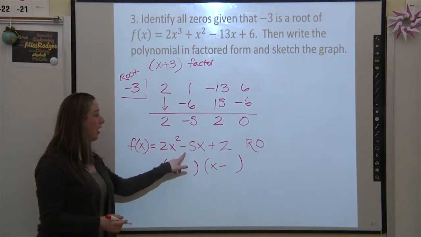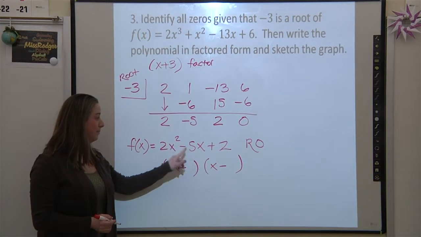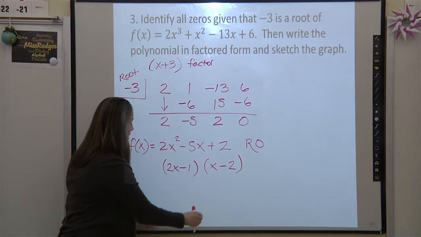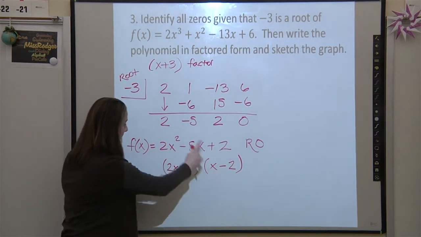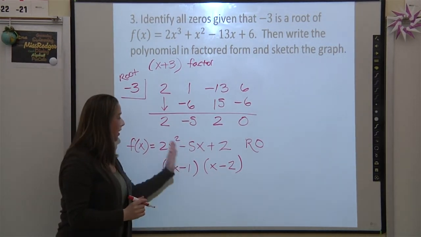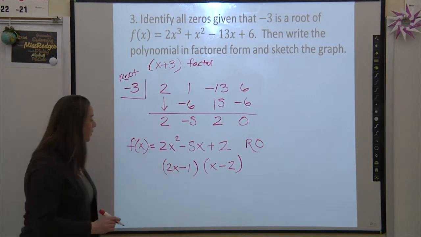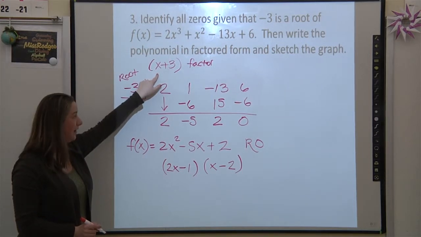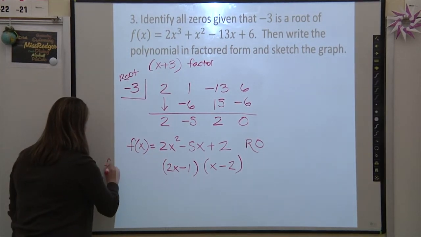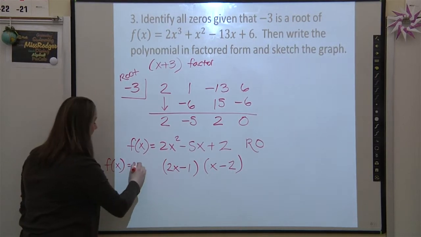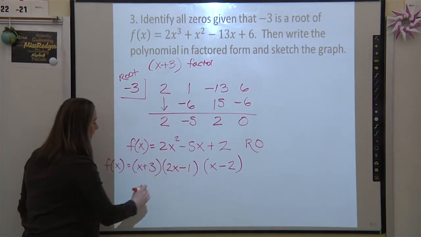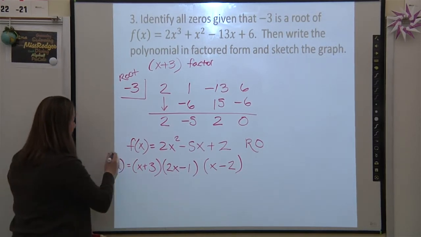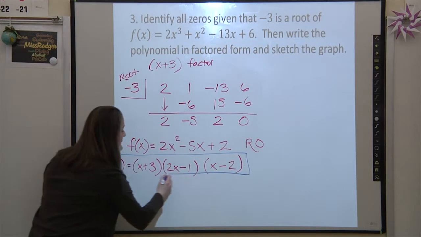And now I need to think about how I'm going to get a -5 as my b term. So I'm going to try and put a 2 here and a 1 here. So this is going to give me -4 minus 5. That is going to be how this quadratic factors. So I can bring down the fact that this was in fact a factor from earlier. So f of x is going to equal x plus 3 times 2x minus 1 times x minus 2. This is going to be factored form.